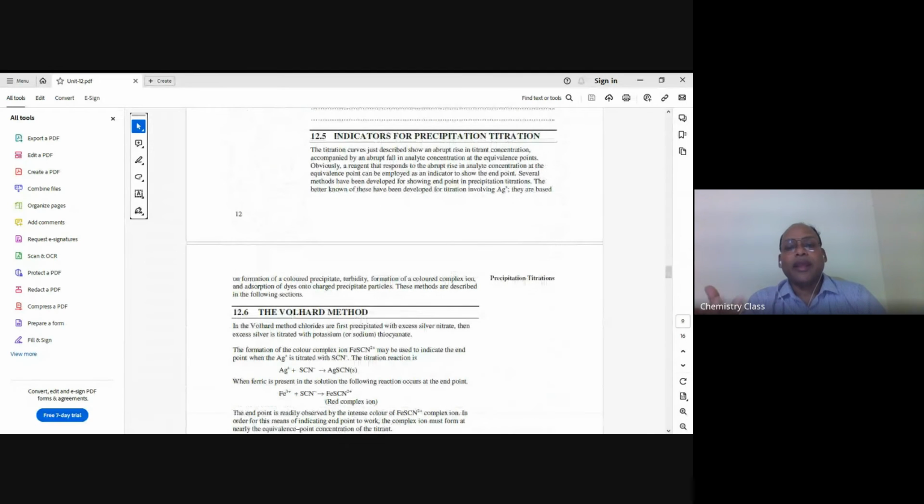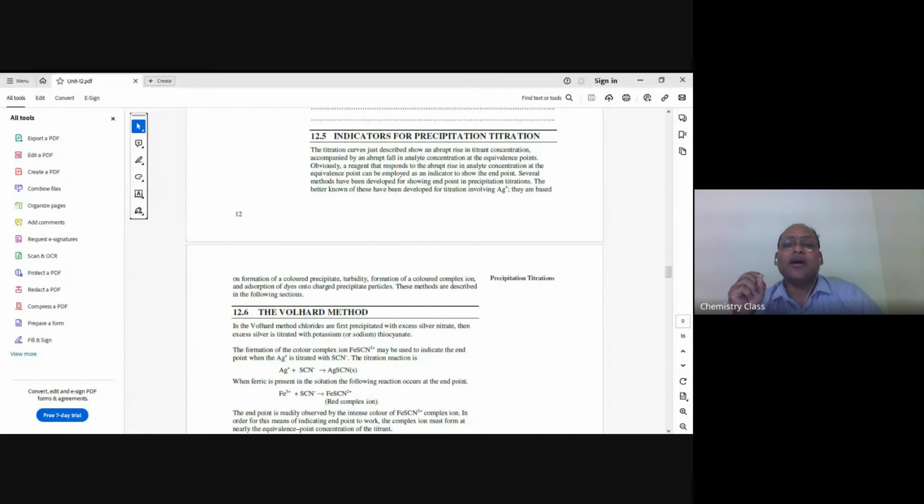Now, exactly what are the indicators for the precipitation titration? This is an important area. In the titration curves thus described, there is a rise in titrant concentration accompanied by an abrupt fall in analyte concentration at the equivalence point. Obviously, a reagent that responds to the abrupt change in analyte concentration at the equivalence point can be employed as an indicator.